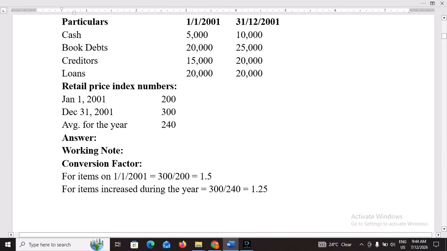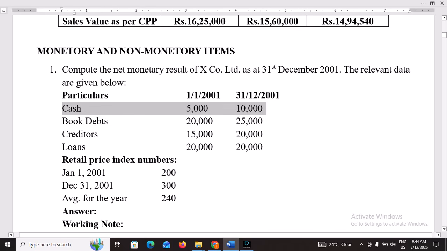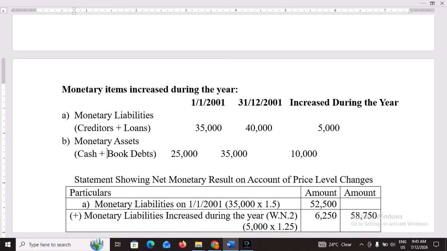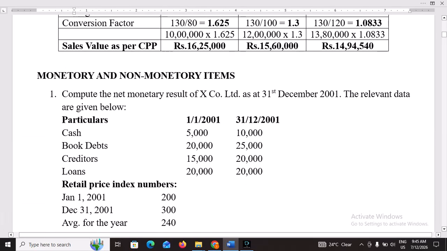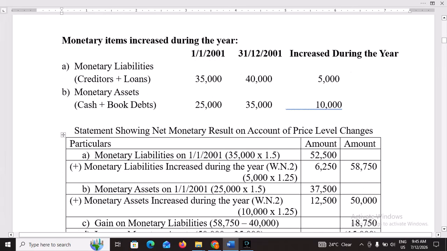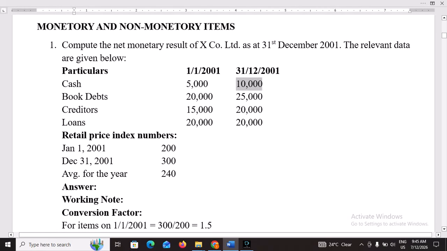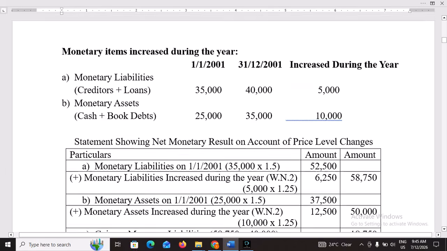Next, monetary assets. Cash is a monetary asset, and book debts are also monetary assets. So cash plus book debts. On 1/1/2001, cash 5,000, book debts 20,000, total 25,000. Now on 31/12/2001, cash is 10,000, book debts is 25,000, so 35,000. Correct?